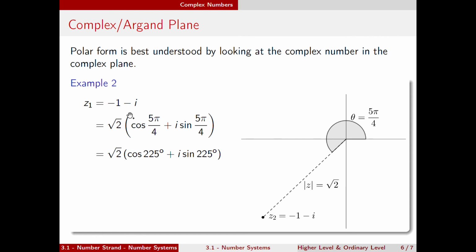Another example, z1 is equal to minus 1 minus i. Again, the modulus is the same. The distance from the origin to this number is still equal to root 2. And because we're talking about a distance, this number will always be positive. The angle between the x-axis and the complex number is found in the same way, and we end up with cosine of 5 pi over 4 plus i sine of 5 pi over 4.